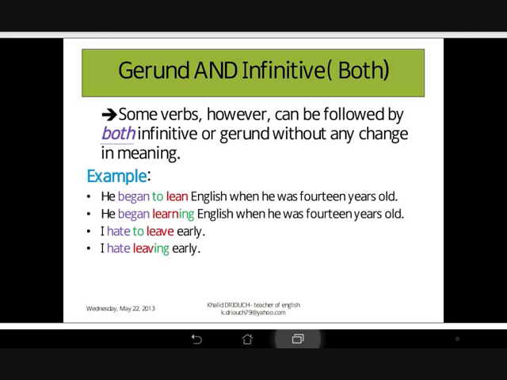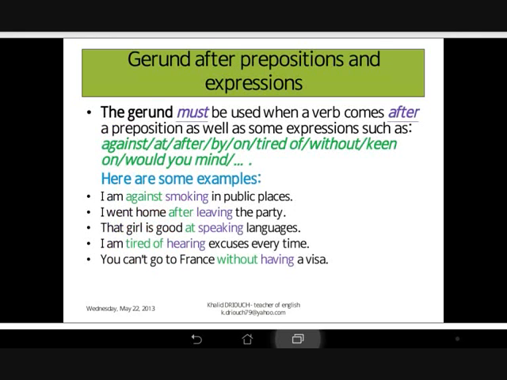Now we are done with verbs. Let's move on to when we use the gerund as well. The gerund can be used after prepositions and expressions. The gerund must be used when a verb comes after a preposition, as well as some expressions such as against, at, after, by, on, tired of, without, keen on, would you mind, in spite of, because of, due to.